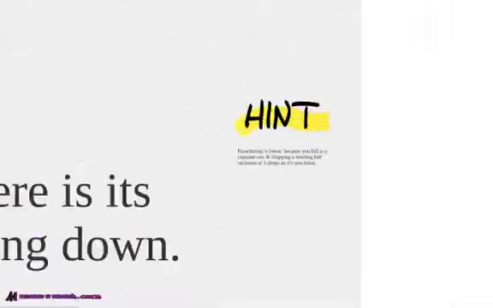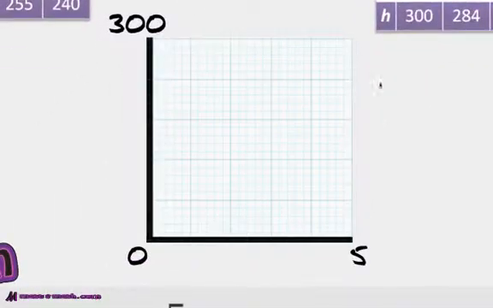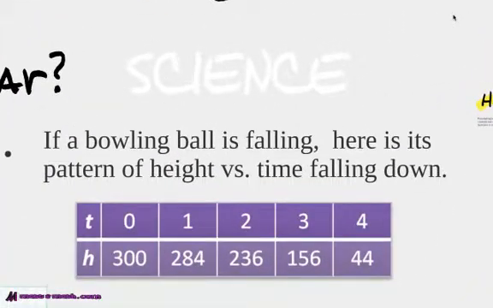All right, let's look at this next one. If a bowling ball is falling, here's the pattern of height versus time. A little bit different. 0, 300, 1, 284, 2, 236, 3, 156, 4, 44. What's the difference here? Can you tell? Now, there is a big difference between a bowling ball and a parachute. Parachute, you've got the braking of the wind there, able to pull you as you're being pulled down. It's holding you up, and you're going down at a constant rate. Whereas a bowling ball, that same force is not there. You only have gravity pulling you down.